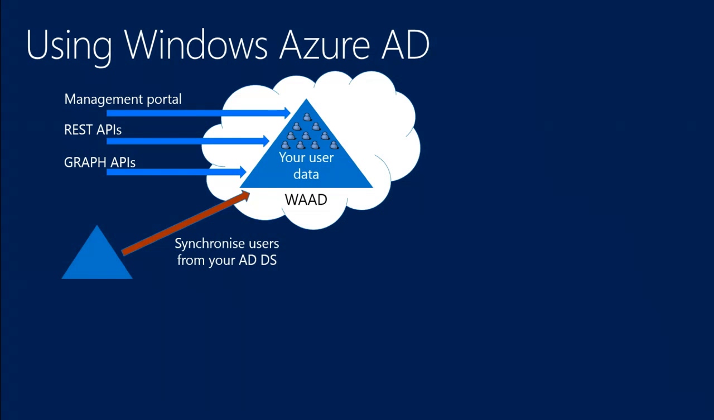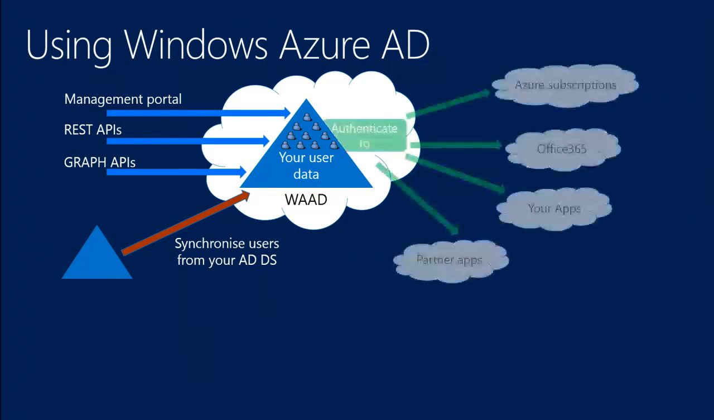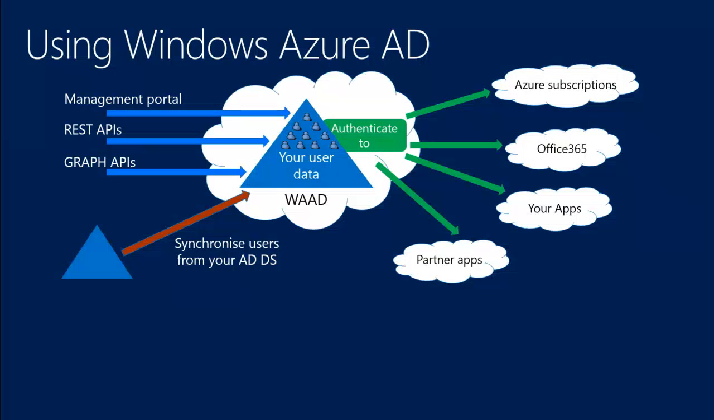You can synchronize it with your own AD if you want to. And then you can authenticate against anything that supports claims or federated authentication. So I could have my Azure subscriptions federated and authenticated with the Windows Azure Active Directory. Office 365, obviously, but also your applications. And where are your applications? They could be on-premise. They could be in the cloud.